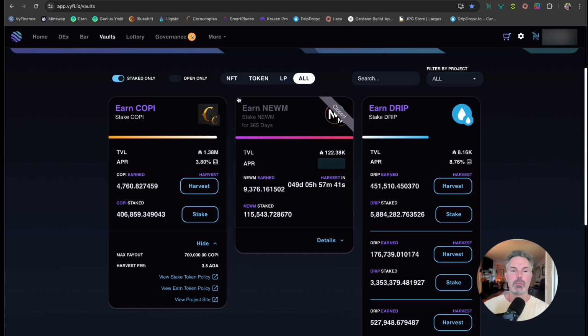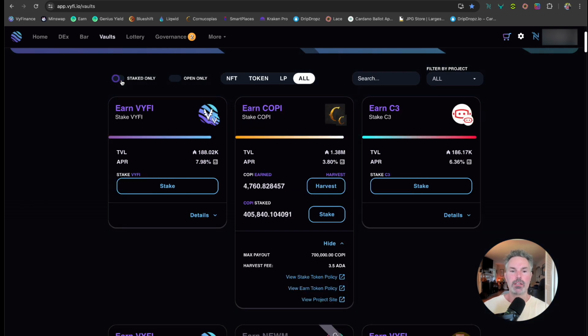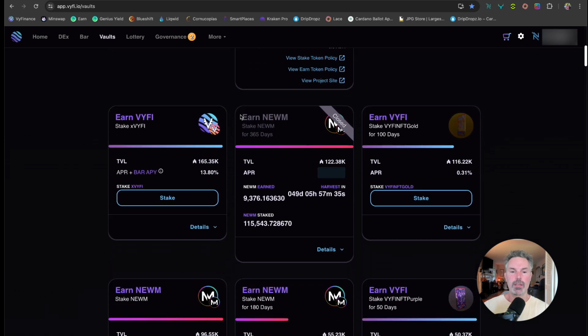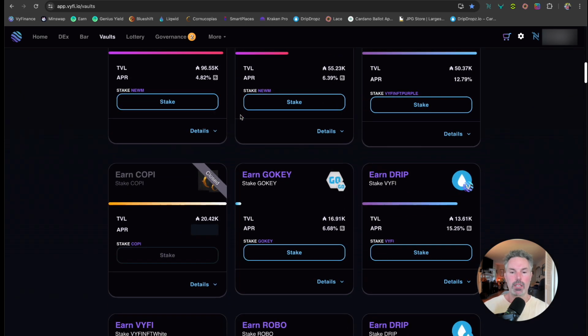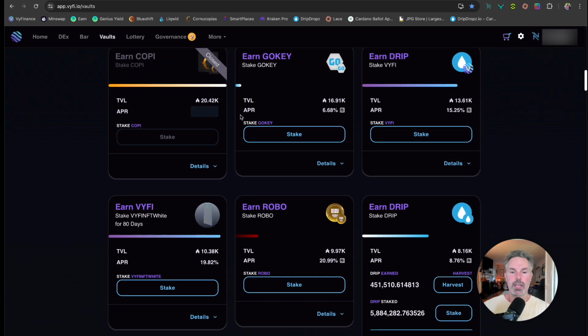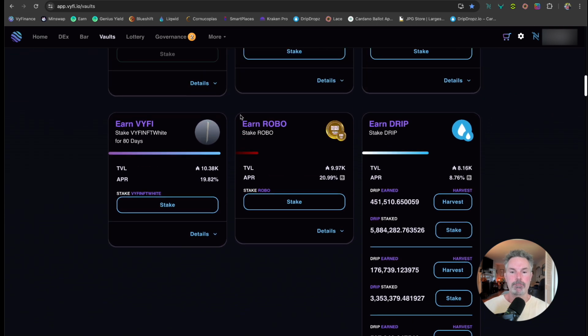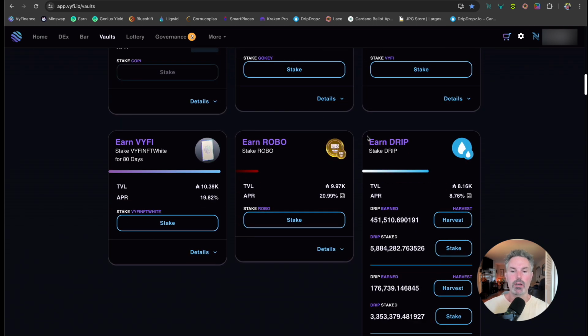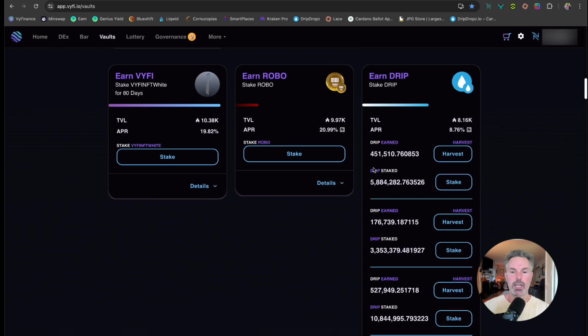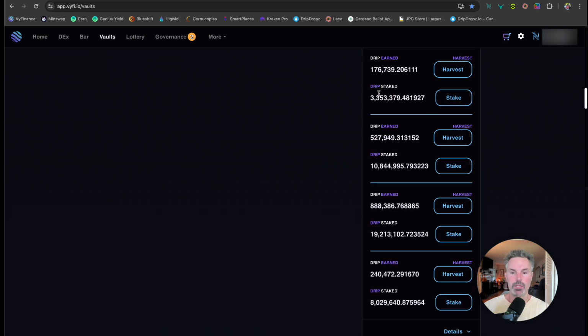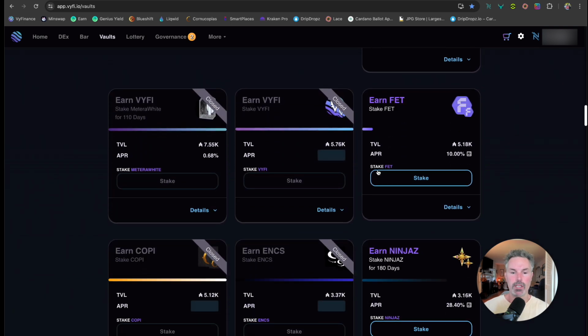And these are my vaults that I have staked only. So if I untoggle staked only, you can see all the vaults that are available for you to participate in. And VyFinance has several, okay? They have a lot. And if you are participating in one of their vaults, it'll show you in real time that your vault is running. I have several positions going on with Drip, for instance.